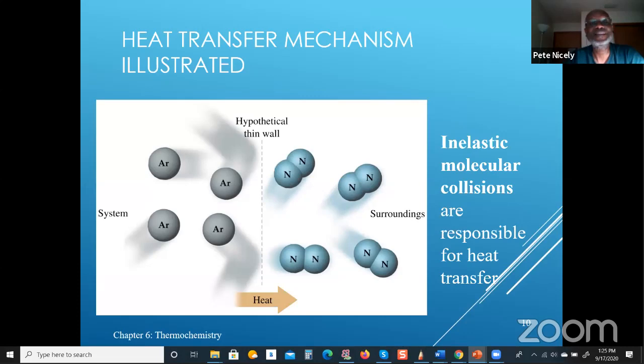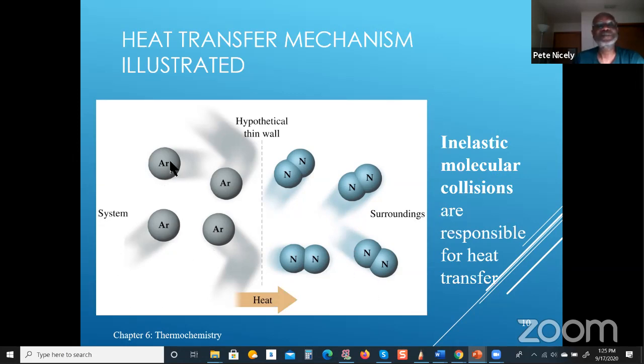Okay, so looking at things at the microscopic level, basically this is what happens when you have heat transfer. This is purely hypothetical, of course, but it explains what we just talked about. So basically we have argon here on this side of a hypothetical thin wall. We have nitrogen molecules here. The argon is a part of the system. Nitrogen is a part of the surroundings. And you have the heat flow going from the argon, from the system, to the surroundings, primarily because the particles here would be of a higher energy. So that's what happens when you have heat transfer.